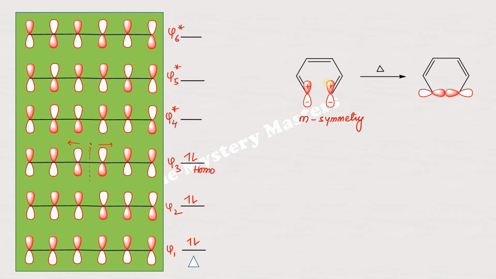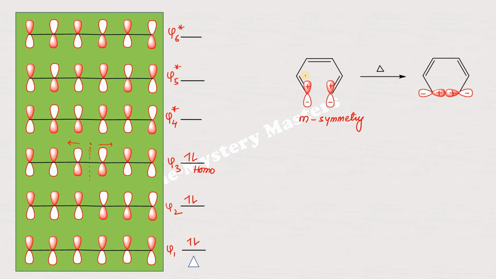So positive lobes should be joined to each other, or negative lobes should be joined to each other. Here, in the product, we have joined the positive lobes to each other, or interacted the positive lobe with each other. Now when the same type of lobes are interacting, you can say that the bond will form.